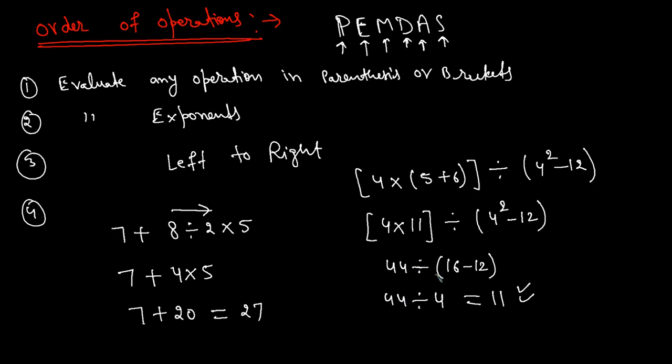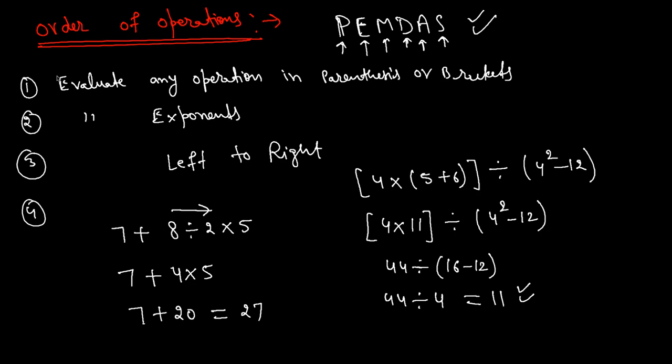So why didn't we do the division first? Because before we do the division, we have parentheses here. So we need to solve these parentheses first before we do the division. So that's how you're going to use the order of operations.